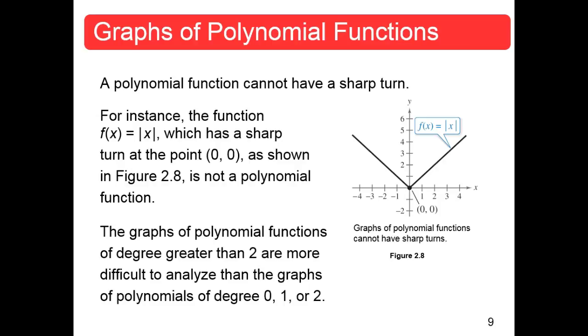The graphs of polynomial functions of degree greater than 2 are more difficult to analyze than those with degree 0. What do we call a polynomial of degree 0? That's a special name. Mentioned it already today. Constant function, okay? Degree 1. Linear function. And degree 2. You said it today.